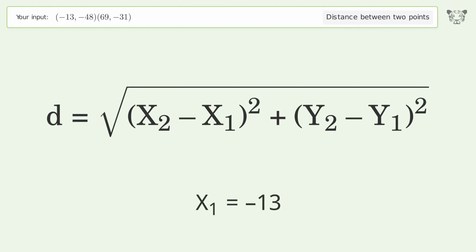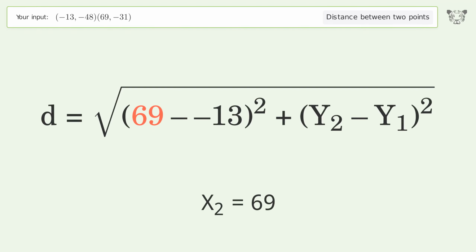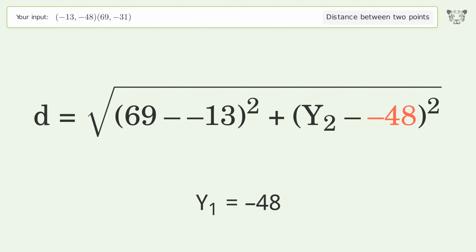x1 equals -13. x2 equals 69. y1 equals -48. y2 equals -31.